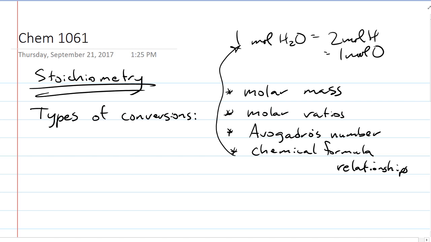And then the last conversion that we're going to look at is coming up here, and that is the conversion called molarity.